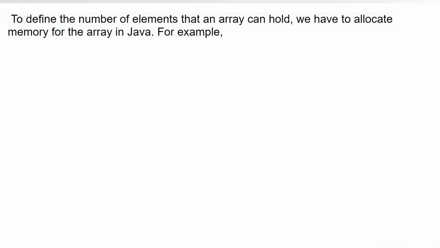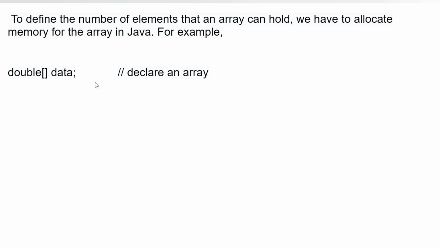To define the number of elements that an array can hold, we have to allocate memory for the array in Java. I have already told you an array can store a fixed number of elements. You need to provide how many values that array will be storing. So how to do this?